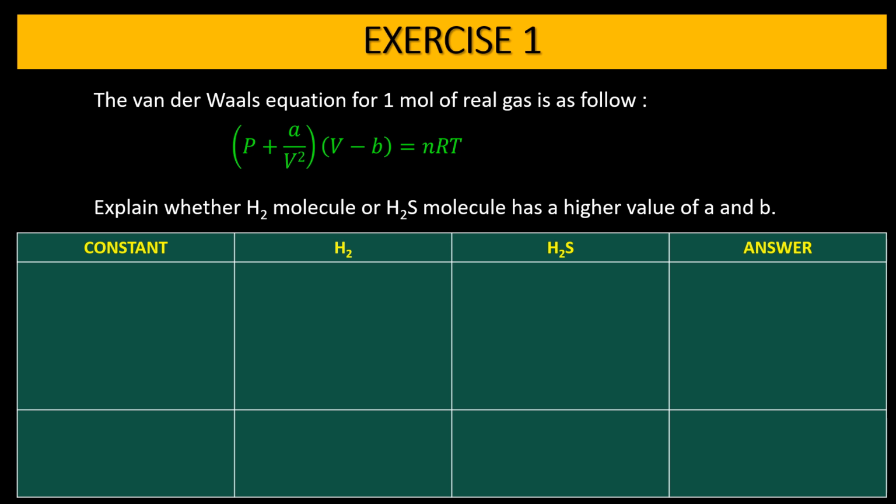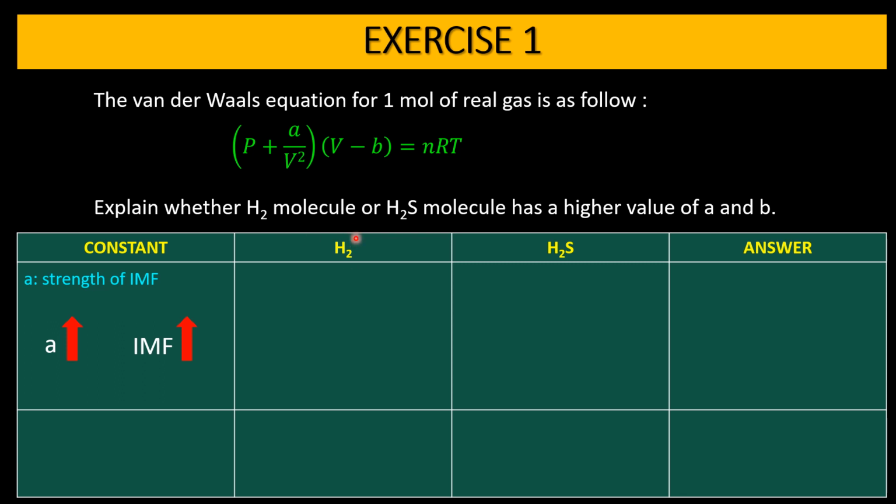So yang pertama kita tengok constant A. Constant A ni dia indicate strength of intermolecular forces. As we know, when the value of A is higher, that means the intermolecular forces is stronger. To determine which one has higher value of A, kita kena tengok kepada kekuatan intermolecular forces. So, kena recall balik apa yang kita pernah belajar tentang intermolecular forces sebelum ni.